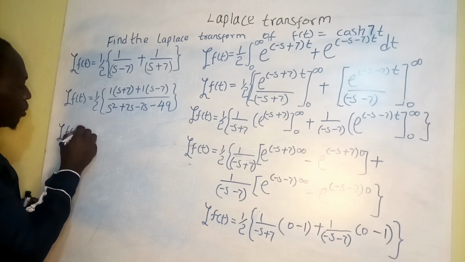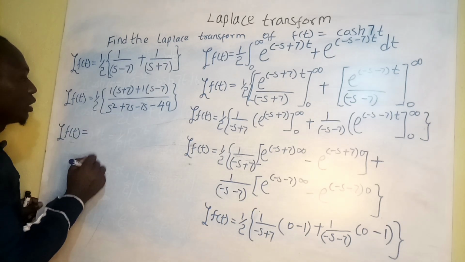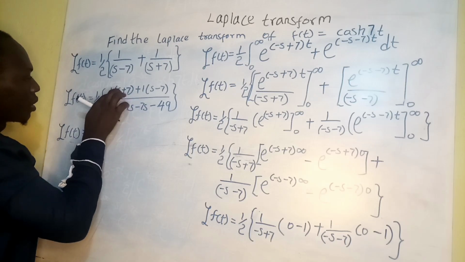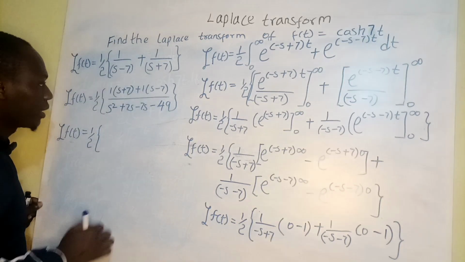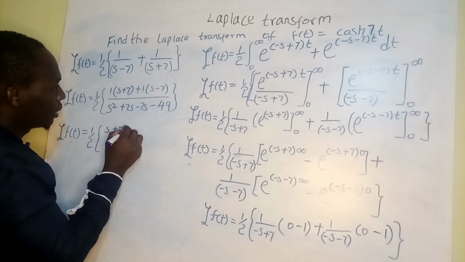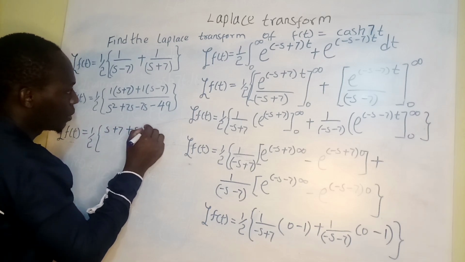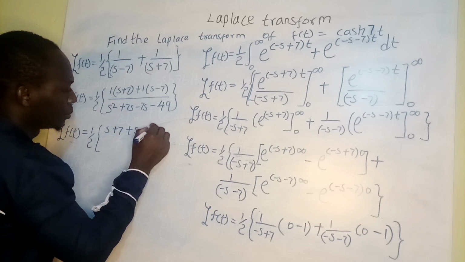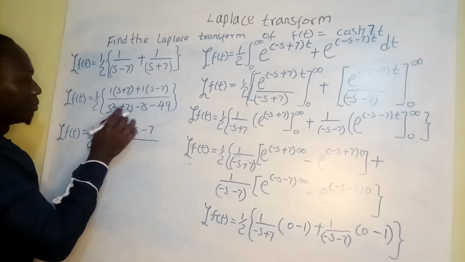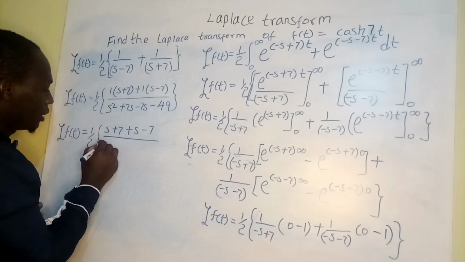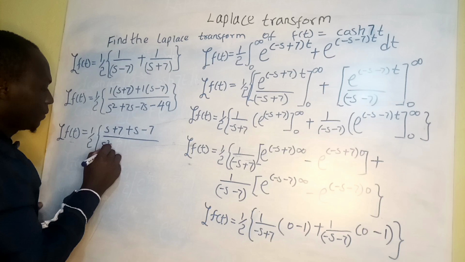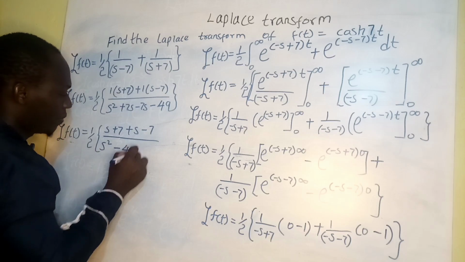The Laplace transform of our function f of t is going to be equals to a half into, we open the bracket on the numerator, s we add 7, we add to s, we subtract from 7, all over, on the denominator we are going to have s squared. This one is a positive, this one is a negative. They are going to cancel out, we remain with 49.